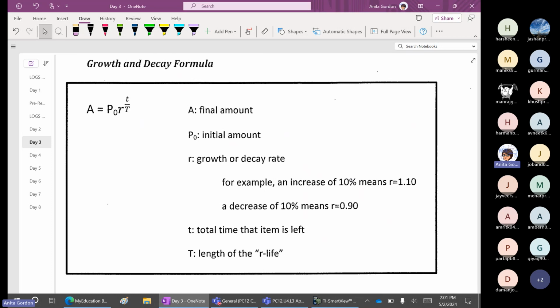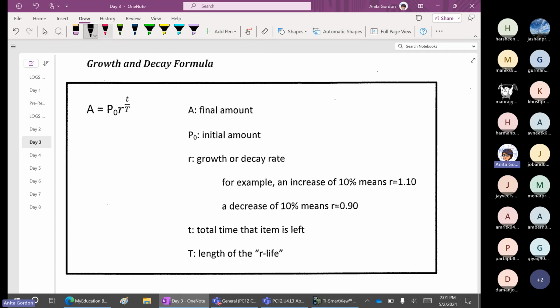Exponential functions in the science world. Okay, so we just did the business world with finances. Now we're going to do the science world with growth and decay models. Many of the things are the same. A is still your final amount. P naught is still your initial amount. My R, though, is going to be the difference from the initial amount.